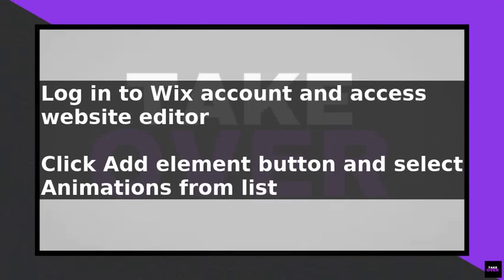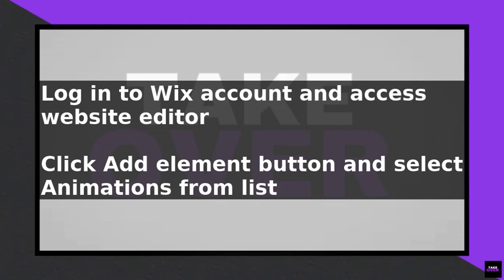Adding animation to a Wix website can enhance the user experience and make your site more engaging. To get started, log into your Wix account and access your website editor. First, click on the Add Element button on the top bar of the editor.